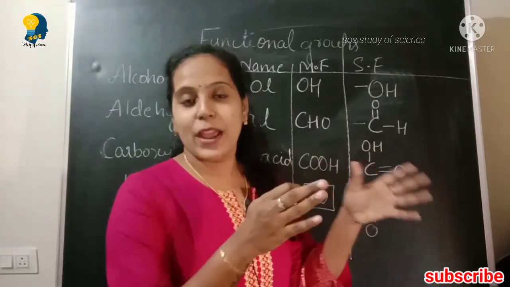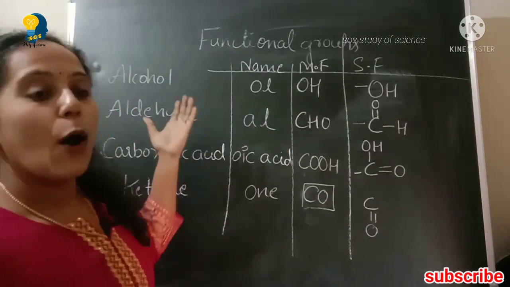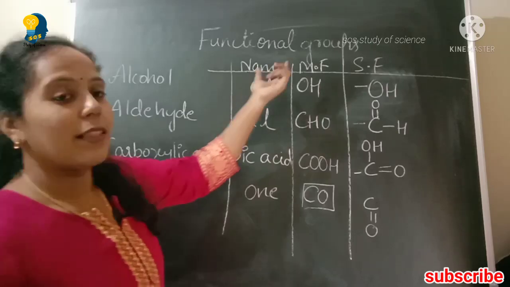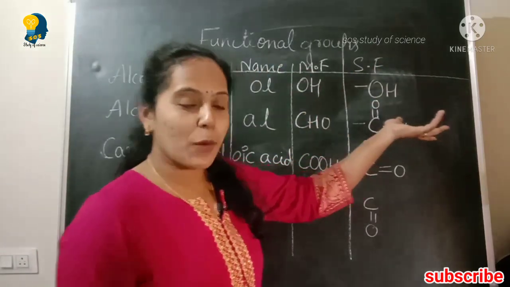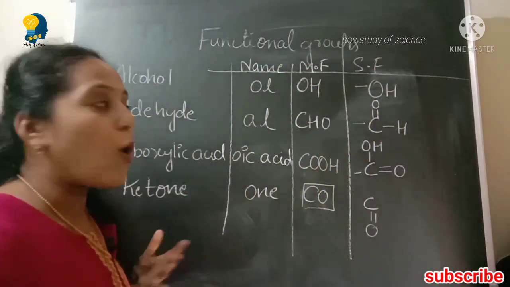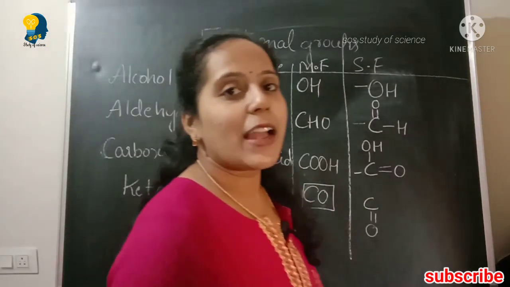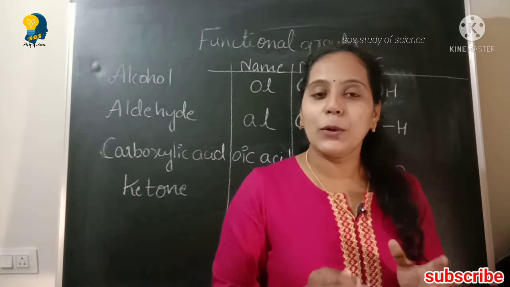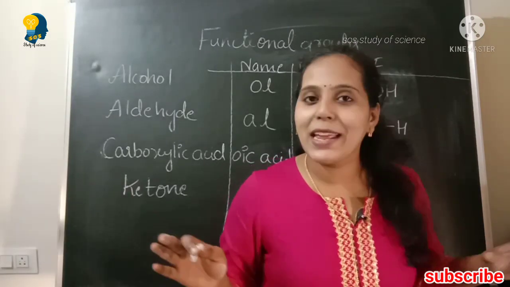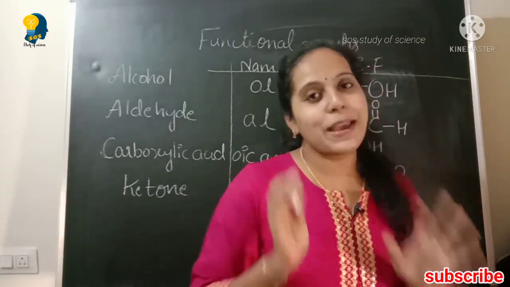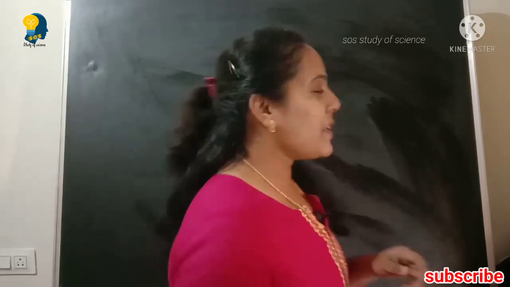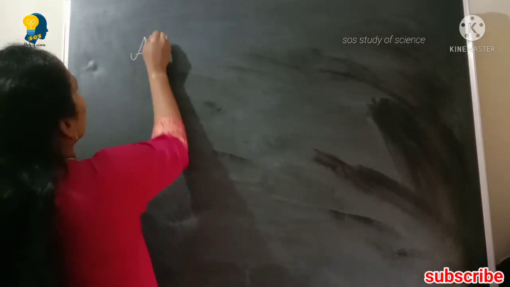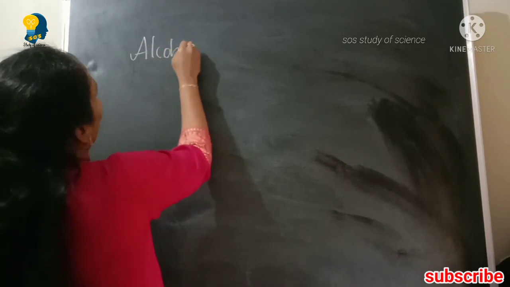So this is the best way to remember how to identify the alcohol in the name, in the molecular formula, and in the structural formula. Similarly, the others also. Now it is time to teach you each and every functional group in detail. It is very easy to remember and the word roots remain the same. Firstly, let me start with the first functional group, alcohol.